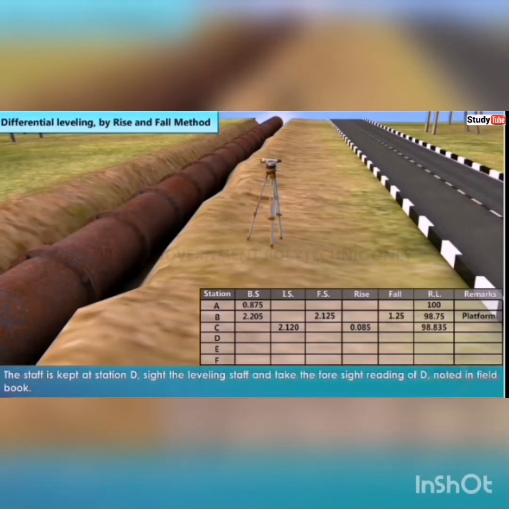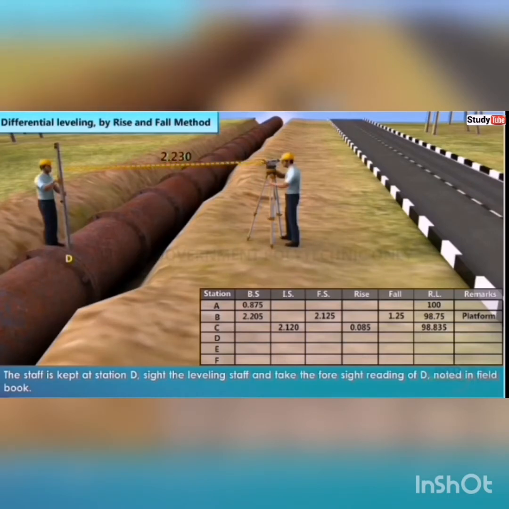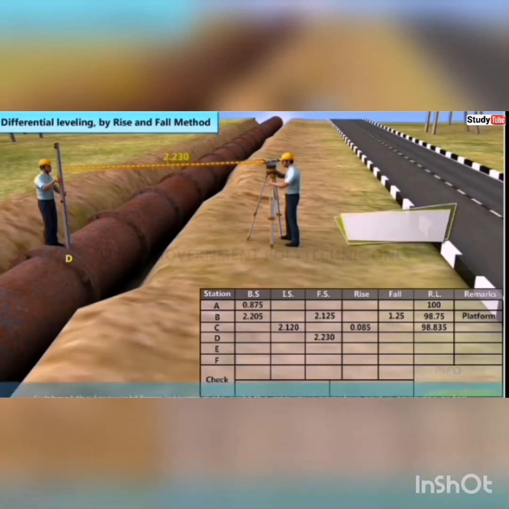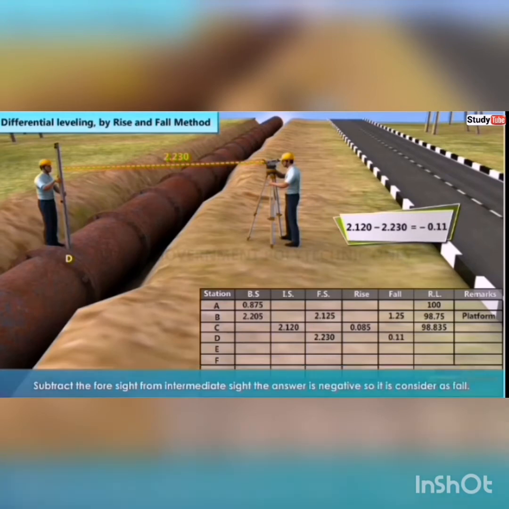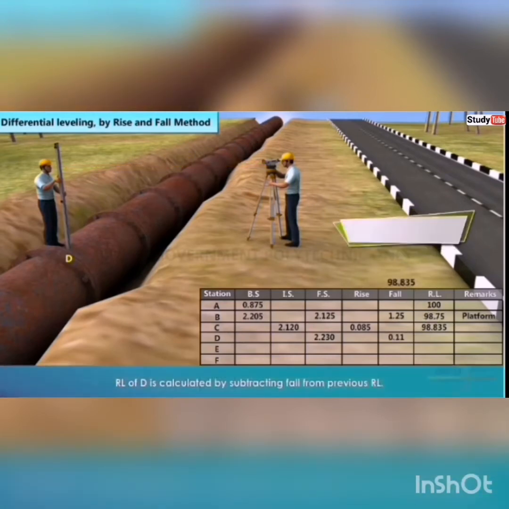The staff is kept at station D. Sight the leveling staff and take the foresight reading of D and note it in the field book. Subtract the foresight from the intermediate sight. The answer is negative, so it is considered as fall. RL of D is calculated by subtracting the fall from the previous RL.